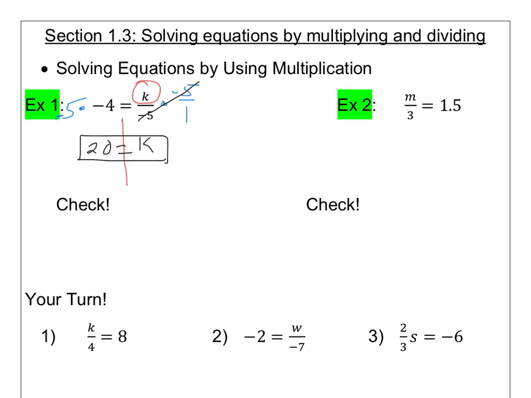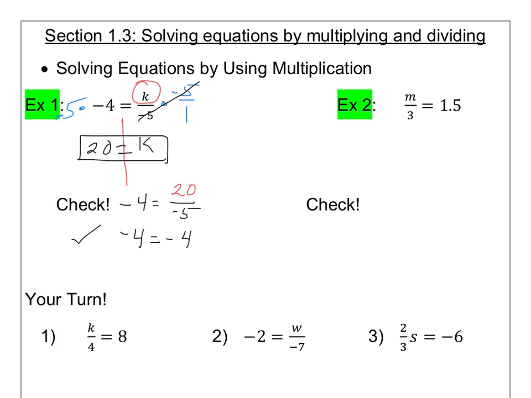So let's check that. Write the original equation, -4 equals, and instead of k, we're putting in the value we just got above, 20, divided by -5. So the only side of the check that we need to work is the right side. The left side doesn't have anything to do, so we've got -4 equals. A positive times a negative is a negative, and then 20 divided by 5 is indeed 4, so it checks.